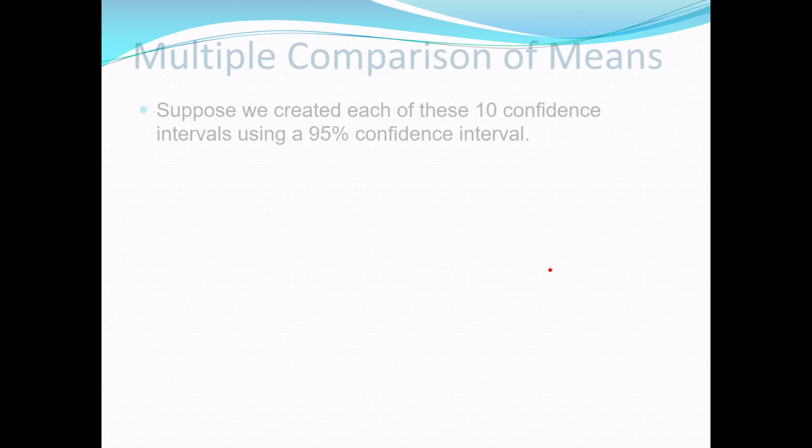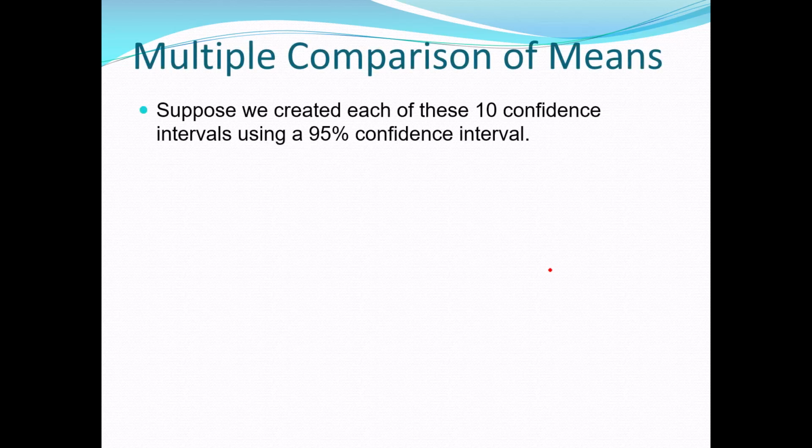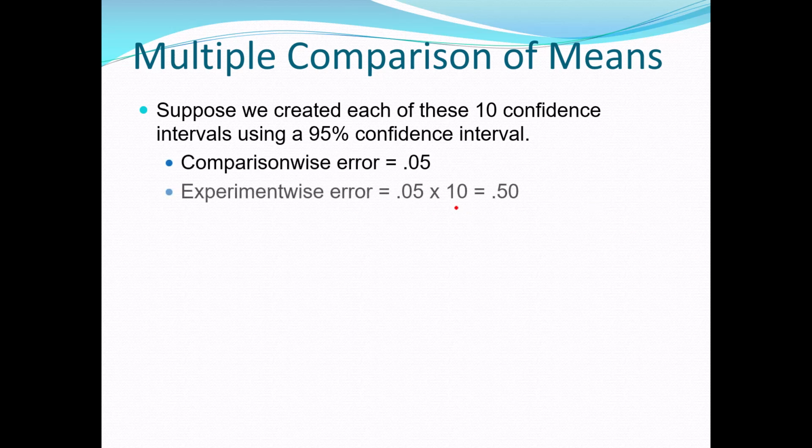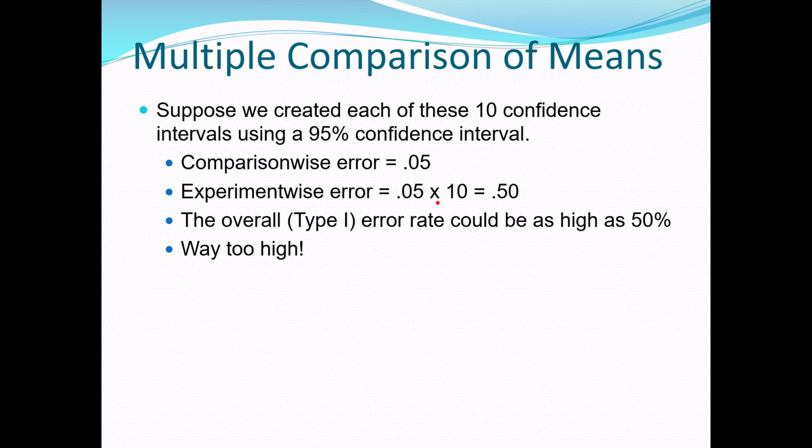So here's where we run into trouble. If we create 10 confidence intervals using a 95% confidence level, each time we do a comparison, our error is going to be 5%, right? Every time you do a confidence interval, there's a 5% error. Well, that's the comparison-wise error, but we have 10 of them. And so the experiment-wise error could be as high as 50%, which is way too high. Now, there's some research that's been done that says there may be a little bit of an overlap, but it's really hard to figure out what that overlap may be between these errors.